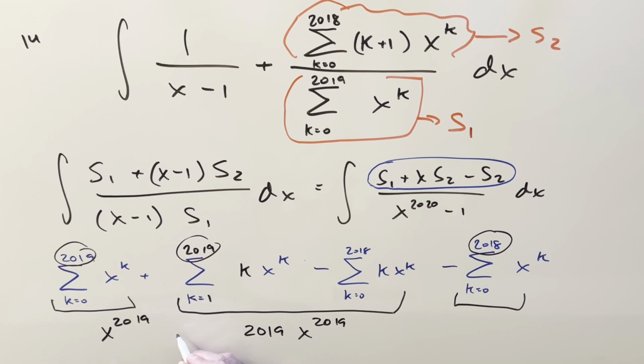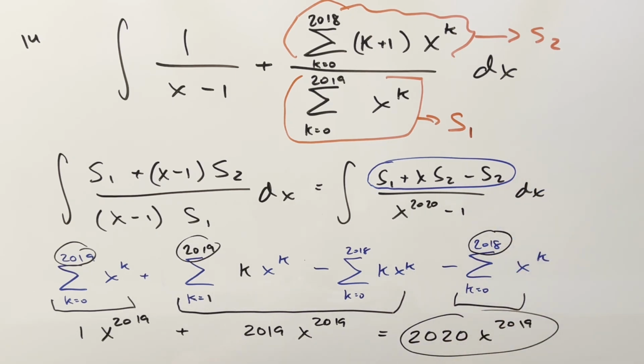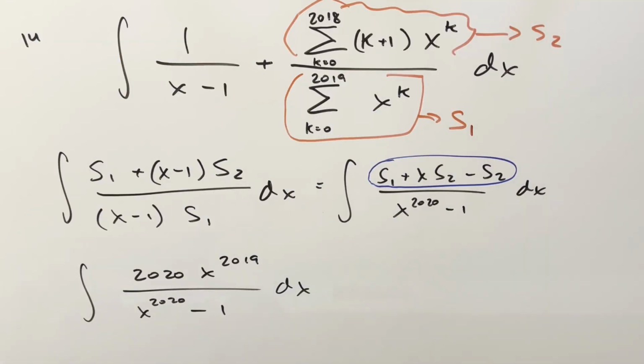So to put this together for our numerator, we just need to add these two. 1 copy plus 2019 copies. This is going to be the same thing as 2020 x to the 2019. So let me just take this, we can plug it back into the numerator, and then we can finish it off. Okay, so now we're basically done.